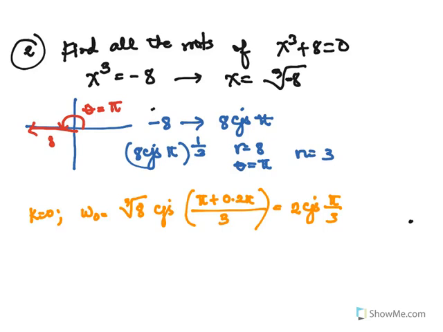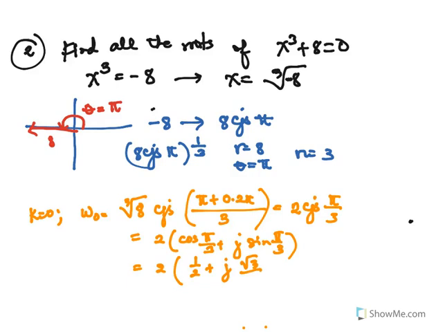So let's transform our roots here to rectangular form. Your 2 cis pi over 3 is simply 2 times cosine pi over 3 plus j sine pi over 3, right? But cosine pi over 3 is just 1/2, and sine pi over 3 is square root of 3 over 2. So technically, our first root is 1 plus j square root of 3.